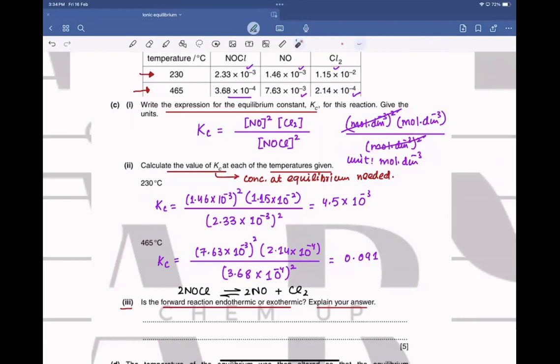But it can also happen, as we have discussed, that it can go back as well on increasing the temperature. So how could you know that the forward reaction occurs when the temperature is increased? How do you justify this?